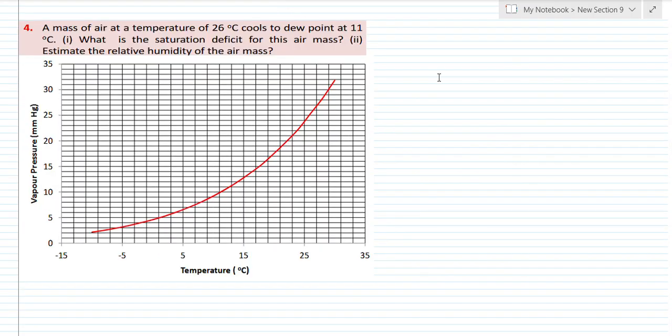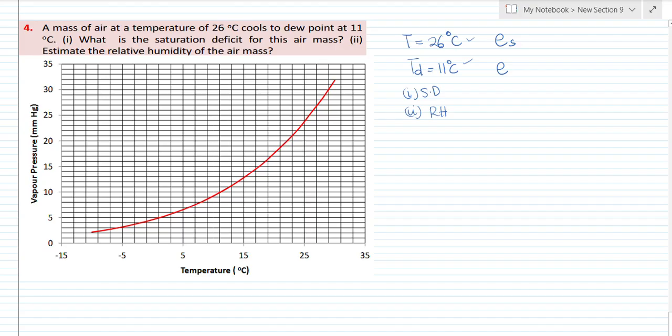So let's see this one. The temperature of the air mass is 26 degrees Celsius. The dew point temperature is 11 degrees Celsius. What is the saturation deficit? That's the first one. And estimate the relative humidity. Now, with this temperature, we can find the saturated vapor pressure, and with this temperature, we can find the vapor pressure.